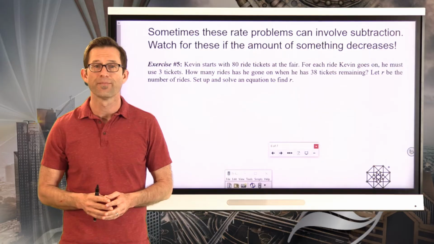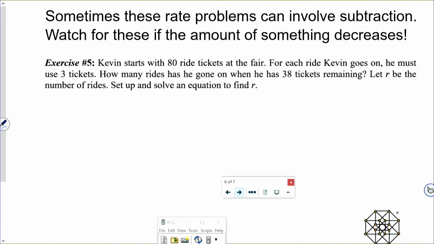Exercise number 5. Kevin starts with 80 ride tickets at the fair. For each ride Kevin goes on, he must use 3 tickets. How many rides has he gone on when he has 38 tickets remaining? Let R be the number of rides, set up and solve an equation for R.